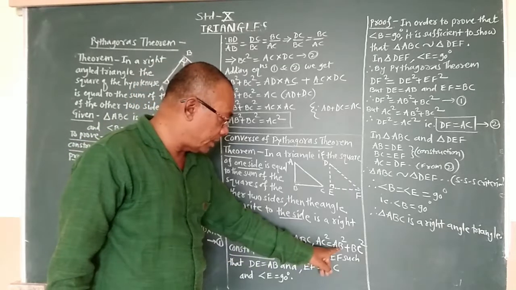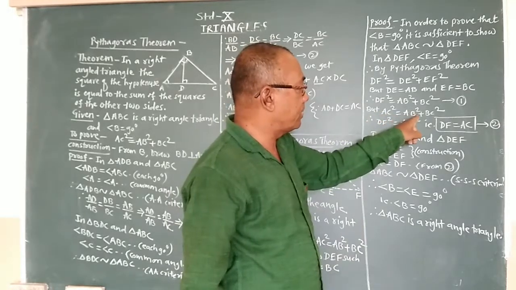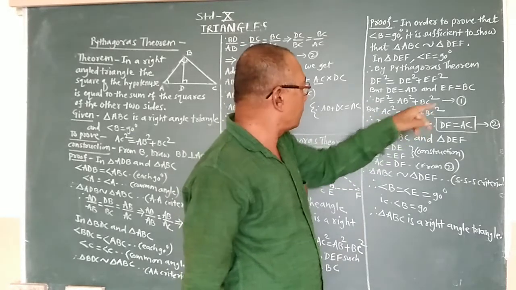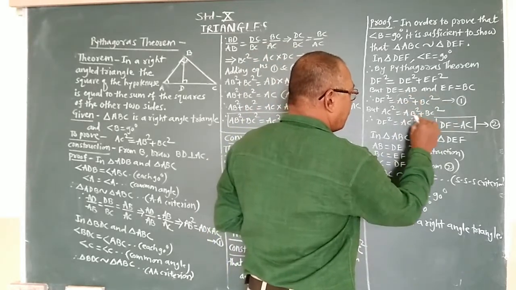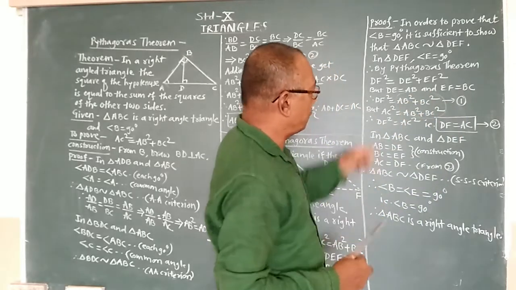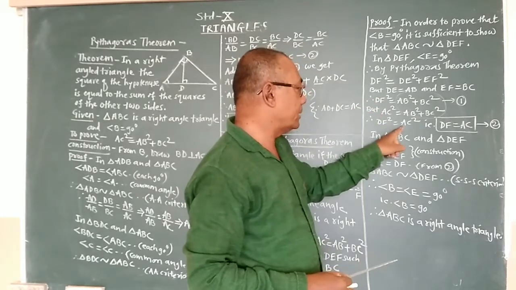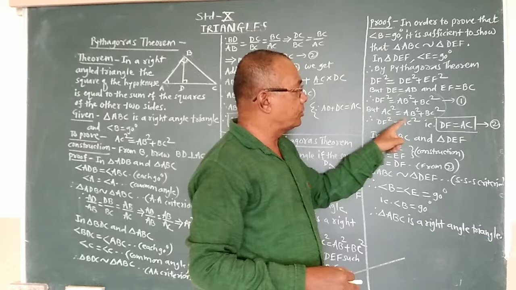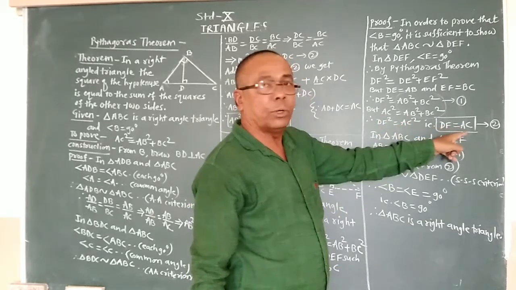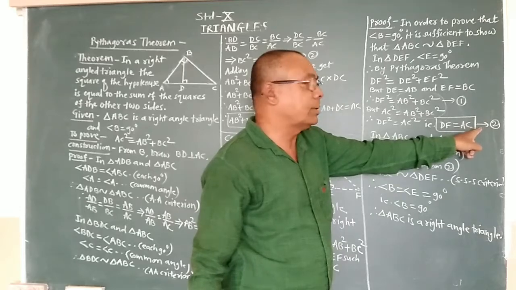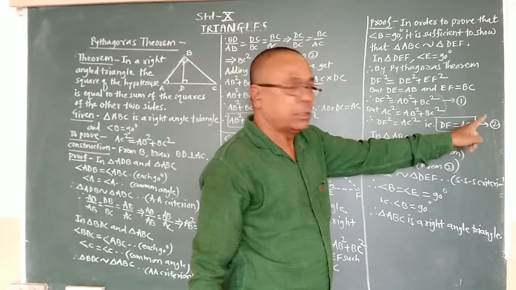And in the given, it is given that AC square is equal to AB square plus BC square. Now from these two equations, both RHS are equal, and therefore LHS must be equal. Means DF square is equal to AC square. That is, taking square root on both sides, we get DF is equal to AC, and that is our equation number 2.